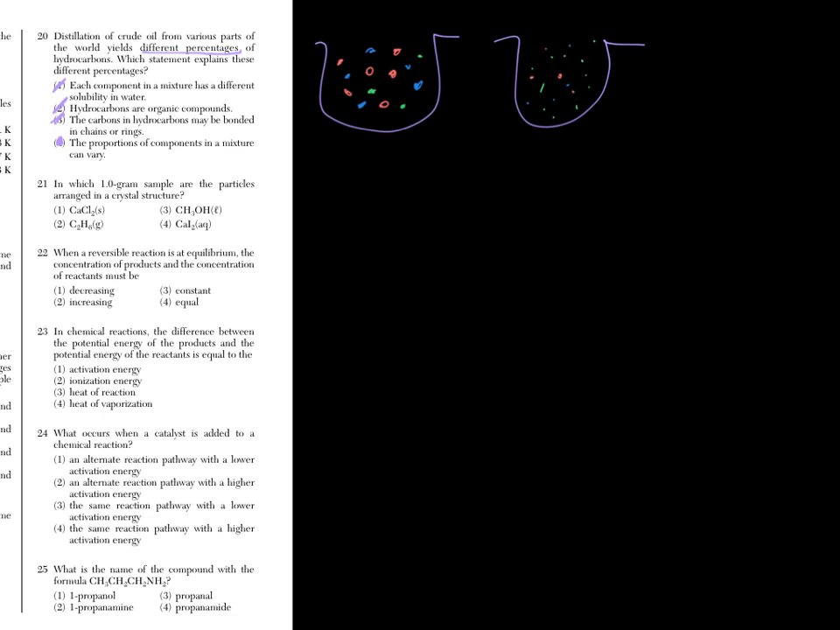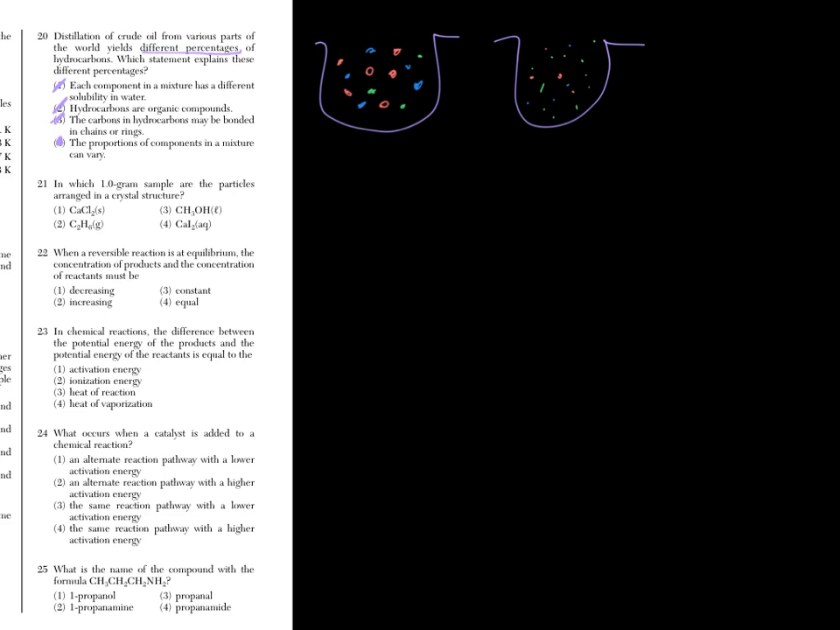So we can tell that definitely proportions of components can vary. So this one has a higher proportion of red, this one has a higher proportion of green, and so that will lead into different percentages for each type of Skittle, different color Skittles, different types of hydrocarbons for crude oil. So that's our answer for number 20. Wow, that took 2.5 minutes.